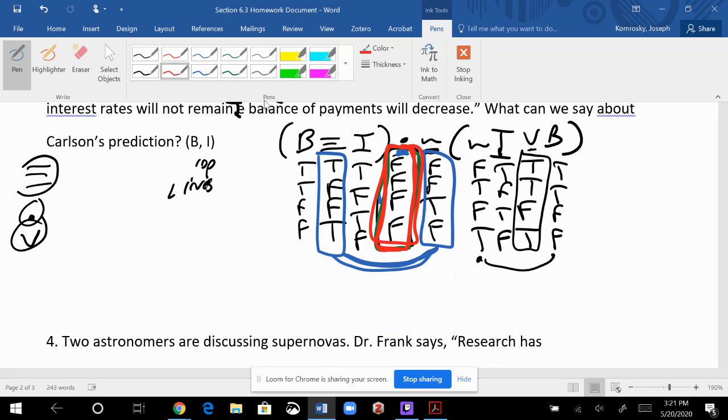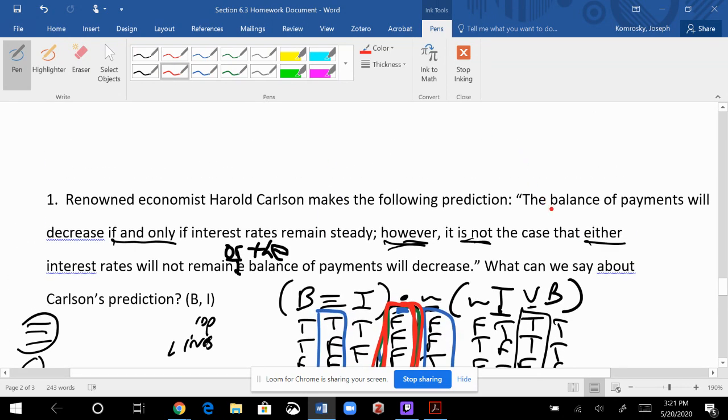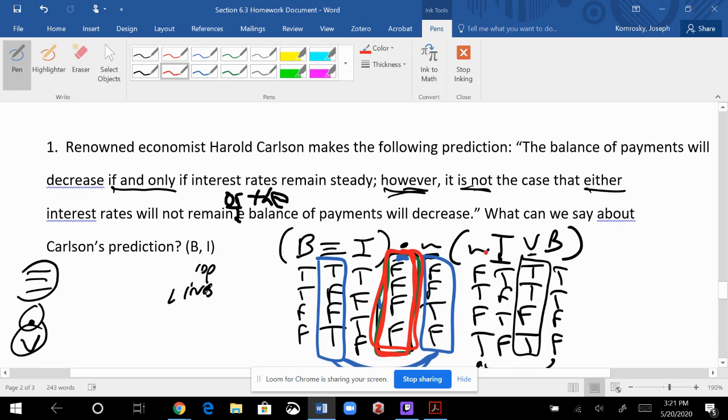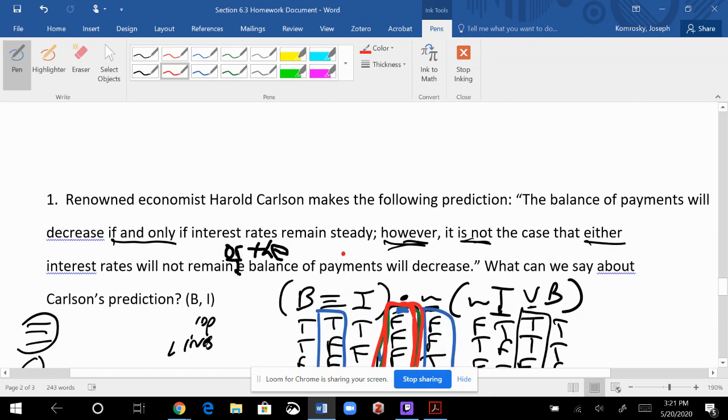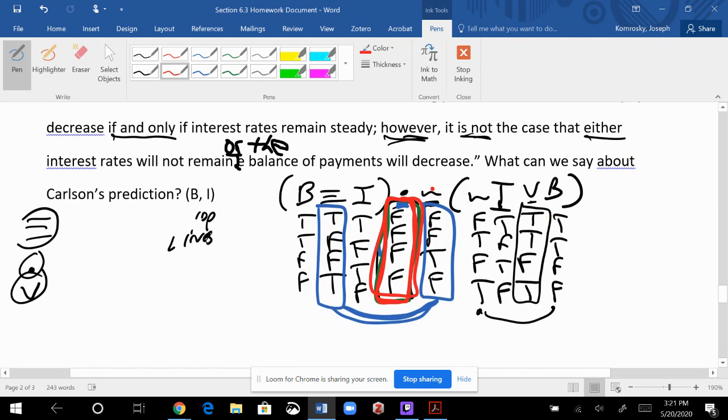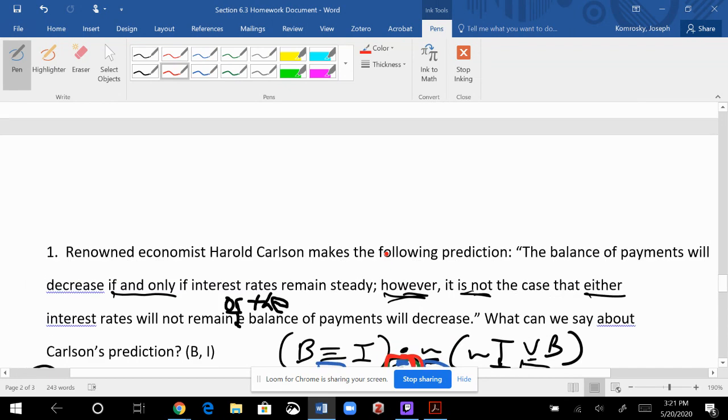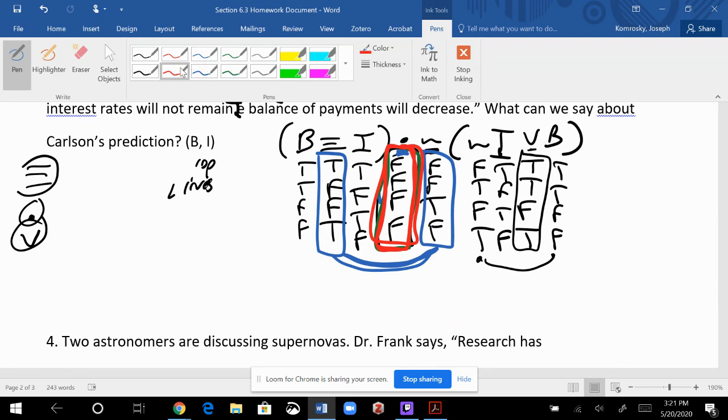What was he predicting? That the balance of payments will decrease if and only if... So in short, we take Carlson's English, we translate it, we find the operators, and we solve for this whole statement that he's making about reality, about balance of payments and interest rates, right? And we're saying, look, whatever he predicted, the whole thing's self-contradictory. And that just means that the whole statement itself is absurd.